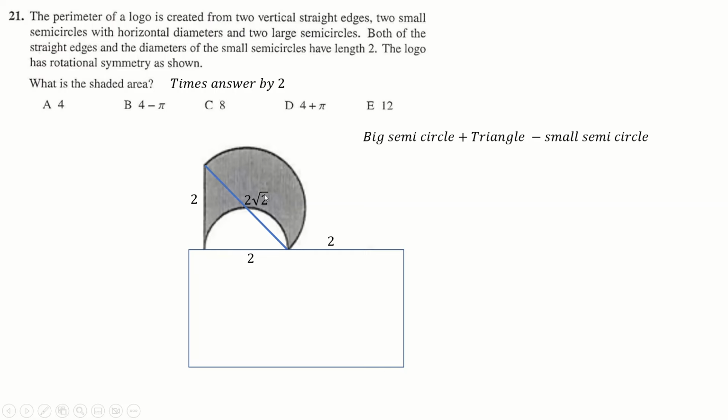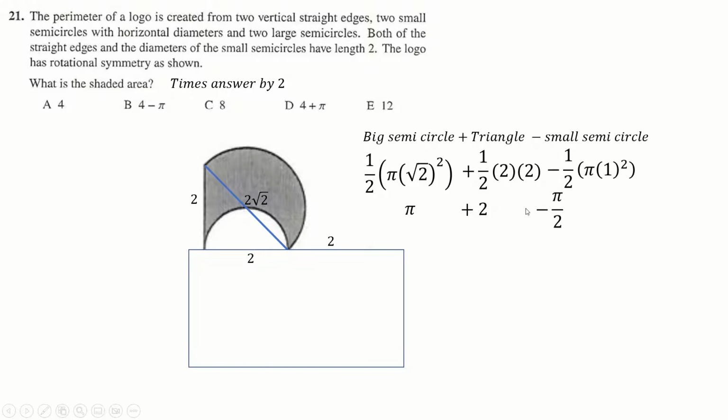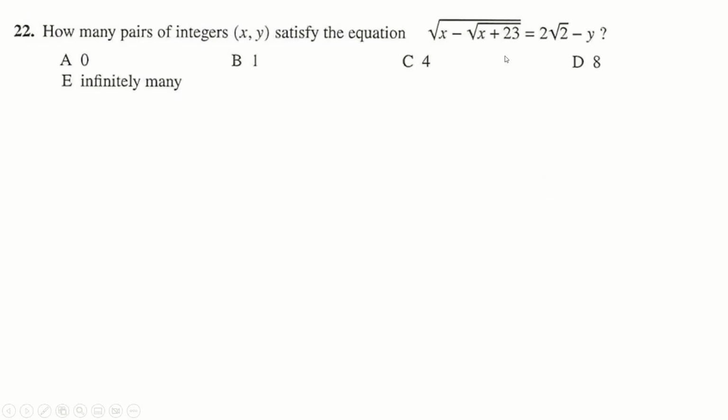So big semicircle is a half of this squared times pi. Triangle is a half times 2 times 2. That, by the way, that makes a 2, cancels with that, makes a pi. This makes 2. And small semicircle has radius 1, so it's a half times 1 squared times pi, which is pi over 2. This is just going to be pi over 2 plus 2, and then times the answer by 2 to get pi plus 4. Question 22, a nice question here.